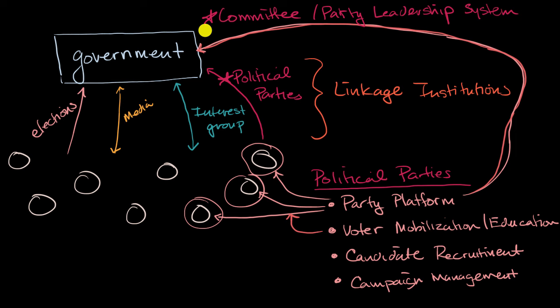But the big takeaway here, the common classification for the institutions that link the people to the government, linkage institutions that allow individuals to communicate their preferences to policymakers, are elections, the media, interest groups, and political parties. And political parties in particular, they have a platform. What do they represent? They mobilize and educate voters. They recruit candidates and manage their campaigns. And then once those candidates win, they have this leadership structure that tries to get them to be aligned, especially around that party platform.